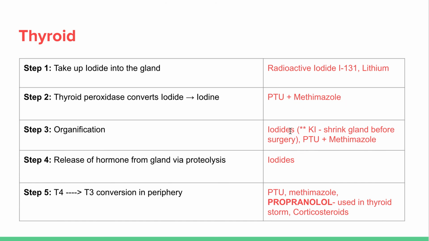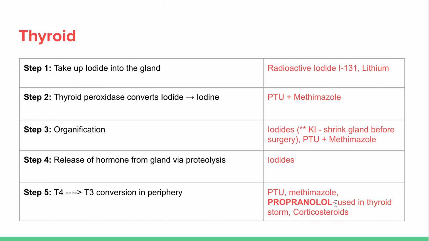Organification is again your PTU and methimazole. Remember that PTU and methimazole, they are teratogens, so you have to be careful on how you use them during pregnancy. Release of hormone from glands via proteolysis, this is again iodides. And T4 to T3 conversion in the periphery is your PTU, methimazole.